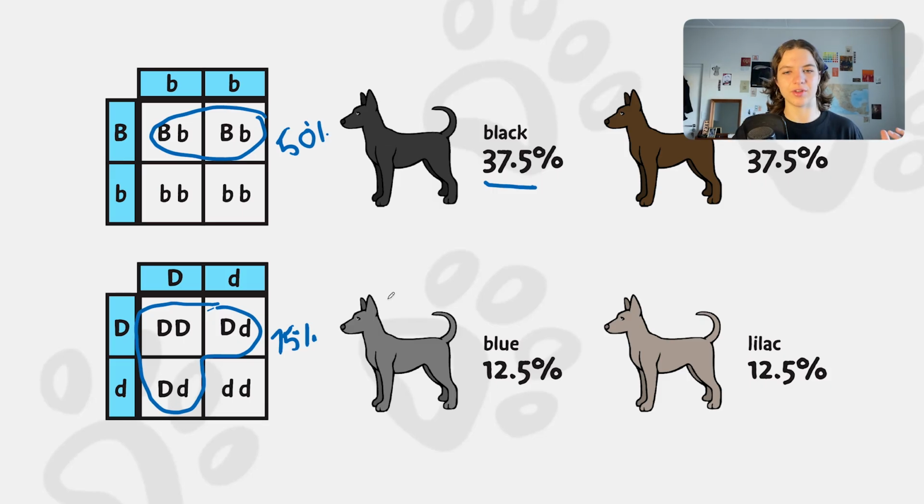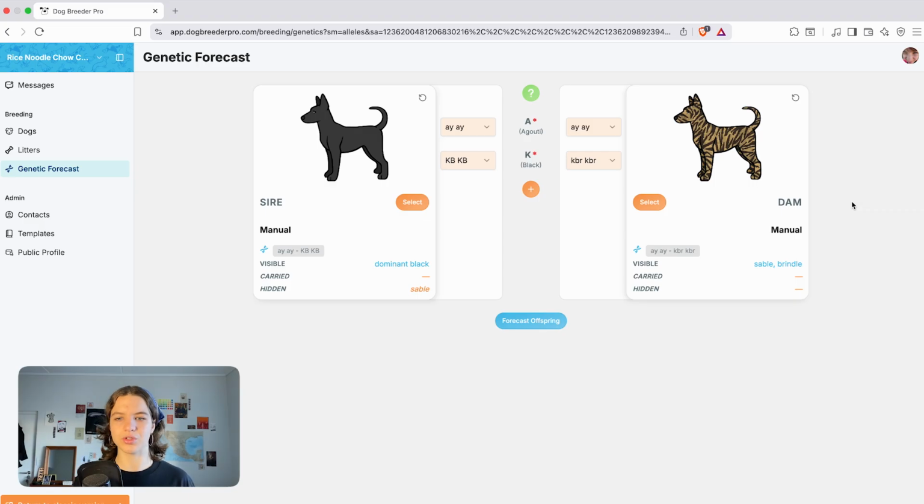To solidify it further, I'm just going to quickly show you one or two more examples in our genetic forecast feature in Dog Breeder Pro. I've mentioned this feature in the past, and it's really helpful for testing out what you've learned, and it's actually really helpful in visualizing Punnett squares.